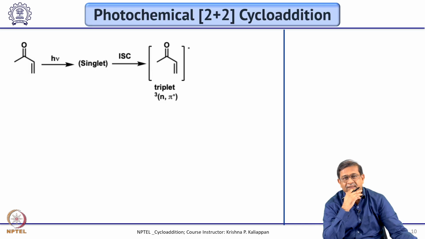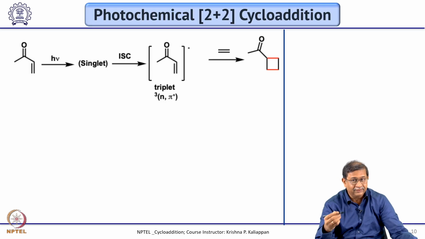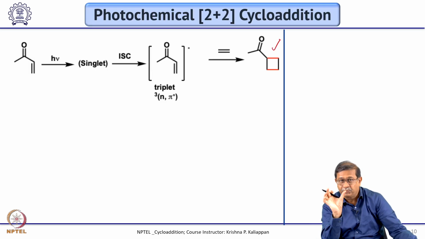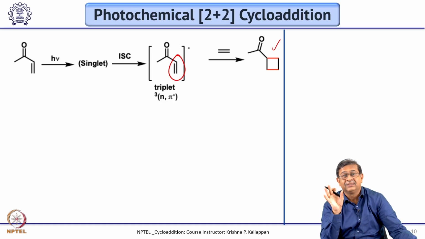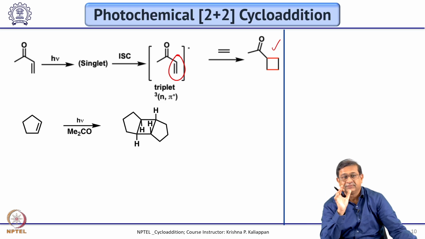Likewise, for example, if you take methyl vinyl ketone and excite it, it goes to the triplet state, and then you add any alkene. That will undergo the 2+2 cycloaddition between this double bond and the alkene to give a substituted cyclobutane.